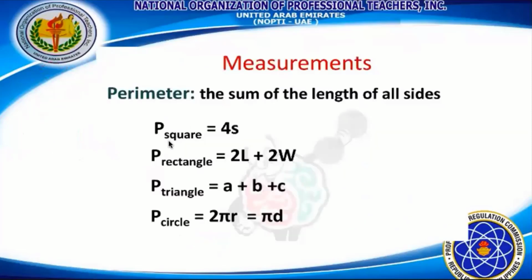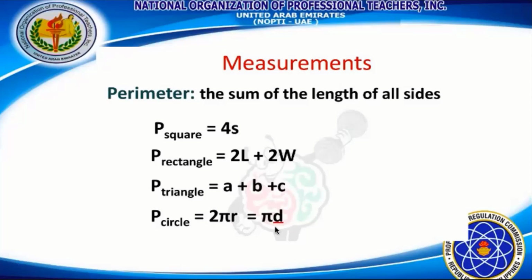Measurements. Square. How to solve the perimeter of square? All sides. Multiply all sides. 4 times S, the sides. If it is rectangle, twice the length plus twice the width. Pag triangle, perimeter of triangle, A plus B plus C. Kasi tatlo lang naman yung sides. Pag circle naman, 2 pi r, or pi diameter.